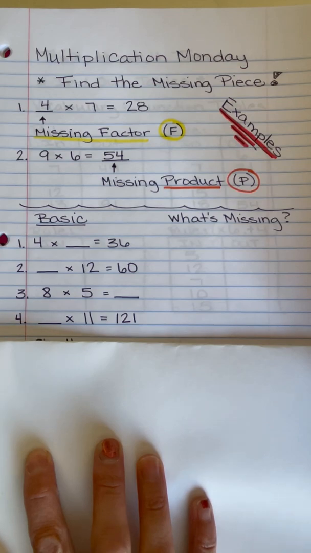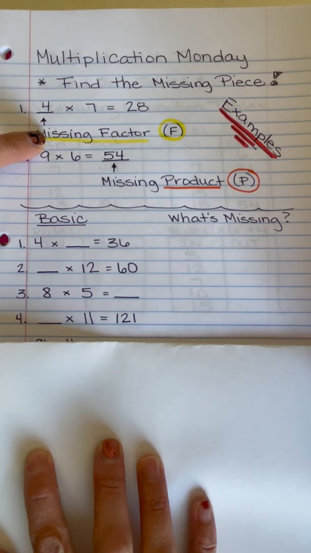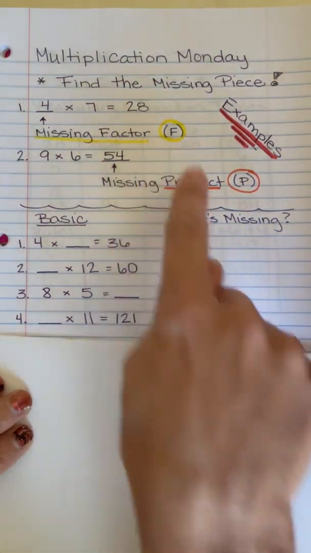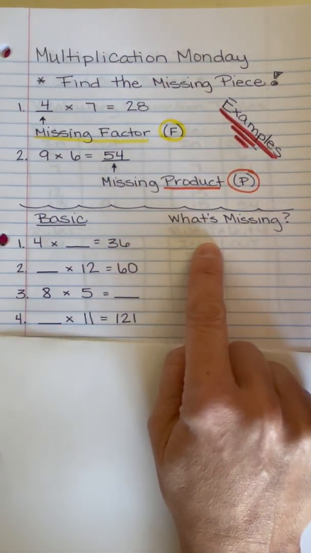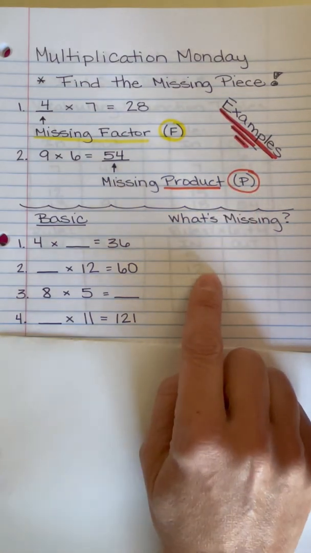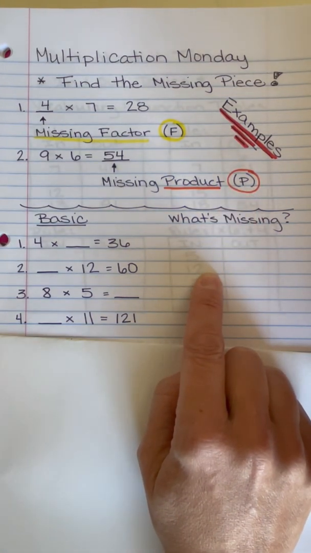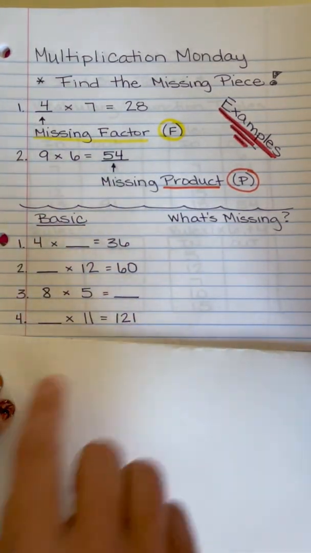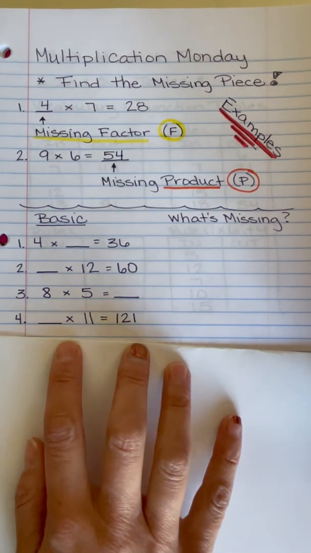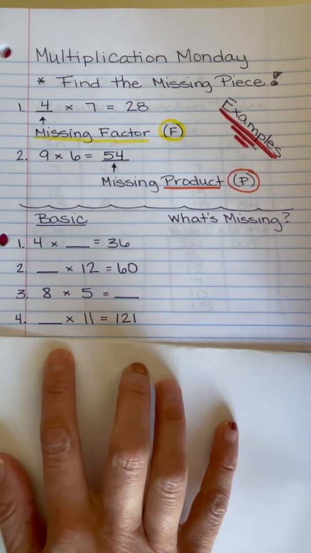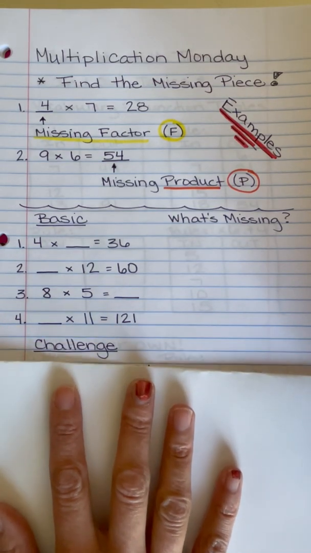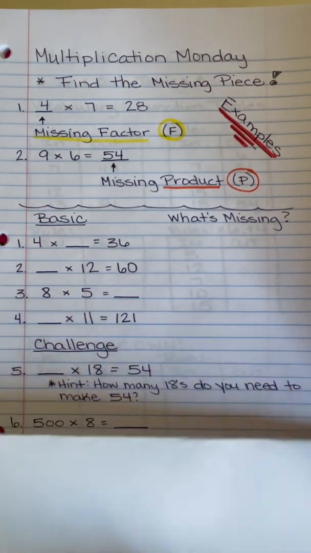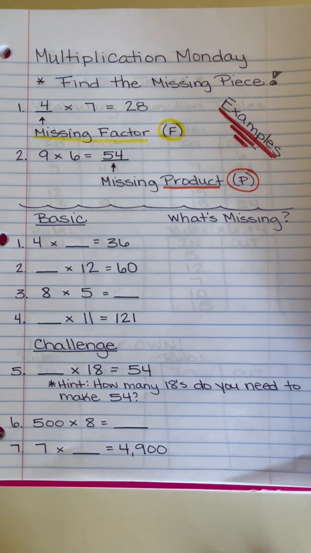Okay, so you're gonna write these 4 down, and then you are gonna be filling in either the missing factor or the missing product. If it is a missing factor, over here, you're just gonna label it with an F if it's a factor, or you'll label a P if it was the product that was missing, okay? And then, so these are gonna be some basic, and what I mean by basic, I mean like basic multiplication facts that you should know pretty simply. Okay, and then we are gonna move on to the challenge. So go ahead and write these down.